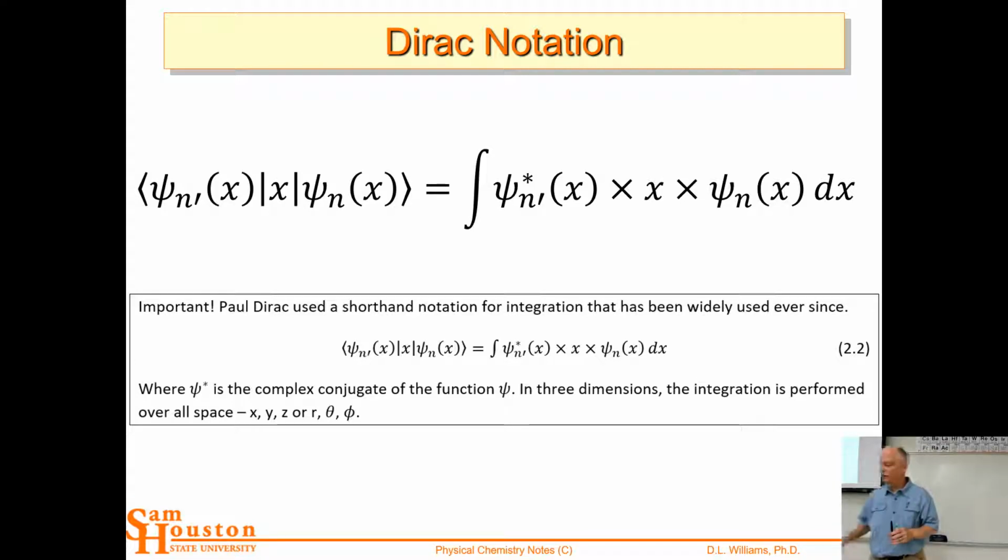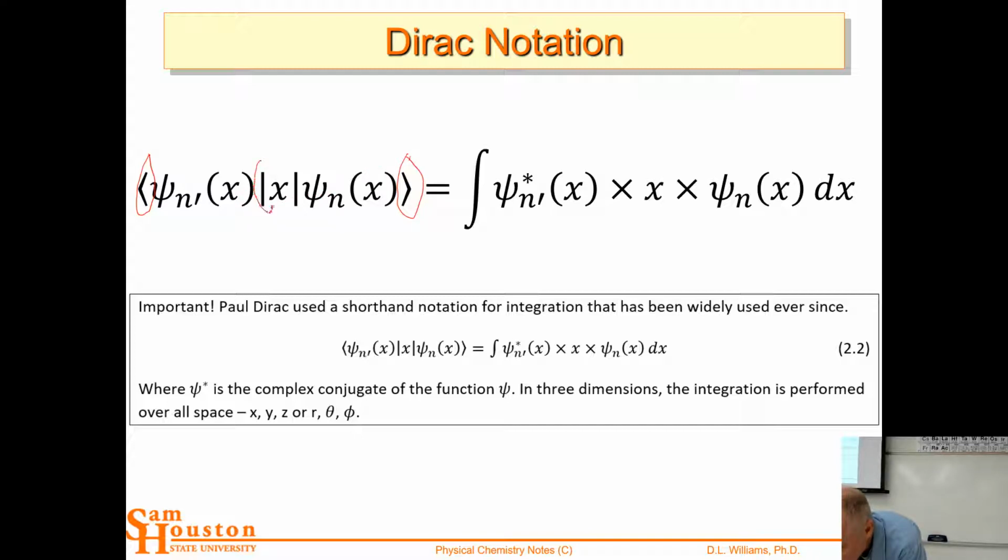Now, as we go through the math, we talked about Schrodinger and then we talked about Dirac. And Dirac used a shorthand that's very convenient to use. And I'd like to teach that to you and use it throughout the course. And so this is, again, a very important slide. If you're kind of drifting off, wake up and look at this.